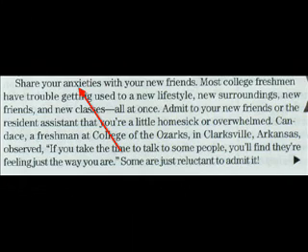Most college freshmen have trouble getting used to a new lifestyle, new surroundings, new friends, and new classes all at once. Alright, it's talking about things that are new. Let me keep reading. Admit to your new friends or the resident assistant that you're a little homesick or overwhelmed. Candace, a freshman at College of the Ozarks in Clarksville, Arkansas, observed, if you take the time to talk to some people, you'll find they're feeling just the way you are.